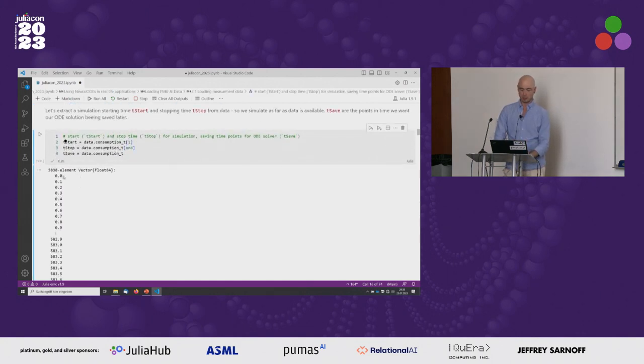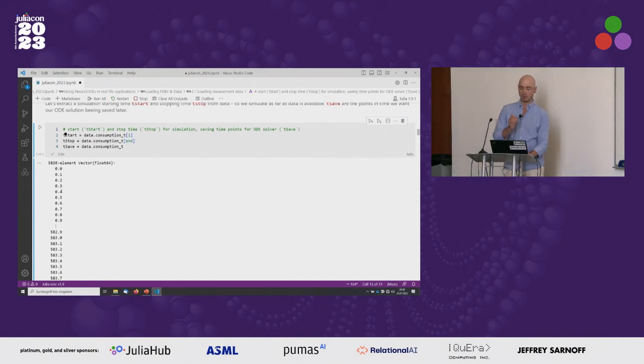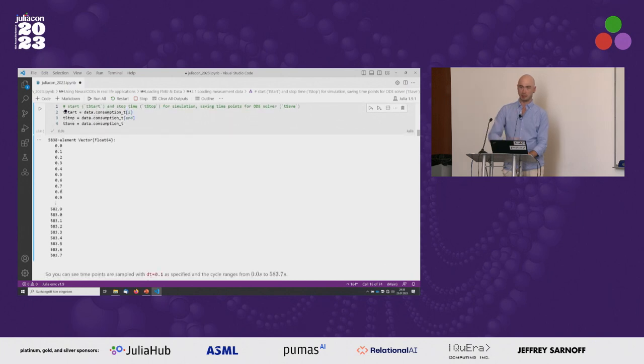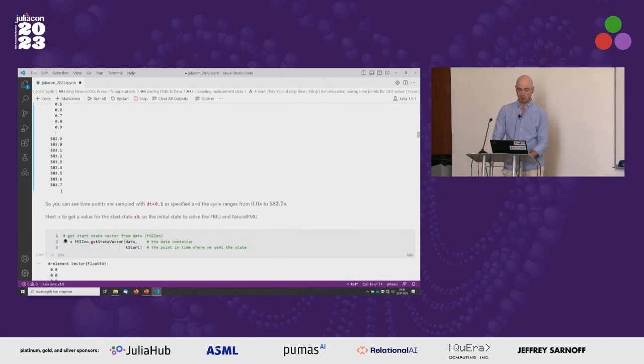And as you can see here, this is the t_save array. We have indeed a delta time of 0.1 seconds, as we specified during loading of data.